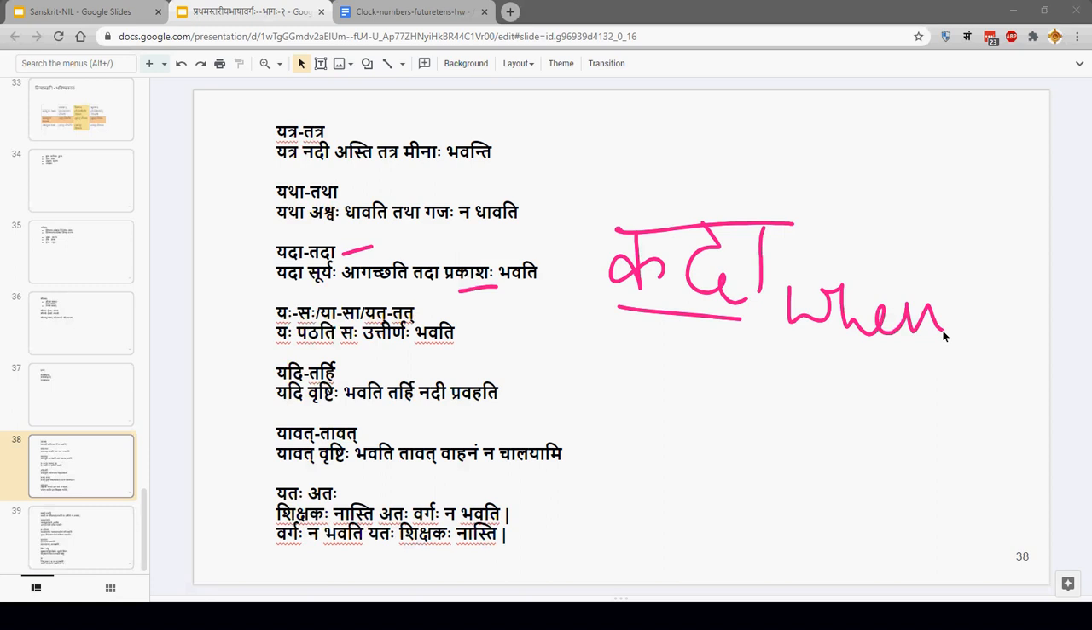So then the answer we can say just yada surya agacchati tada prakasha bhavati. Instead of saying the exact time, Panchavadane prakasha bhavati, Shadvadane prakasha bhavati, we can also say whenever the sun comes, then there will be light. So we can say yada, so when or whenever. So this is not a question word. Yada comes with a tatha. Yada, when something happens, then tatha, then something else is going to happen.